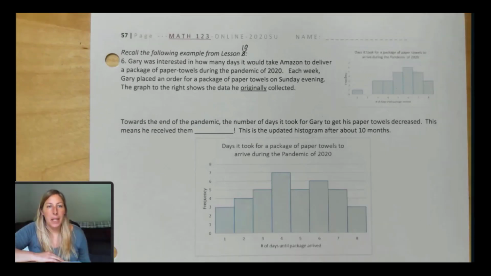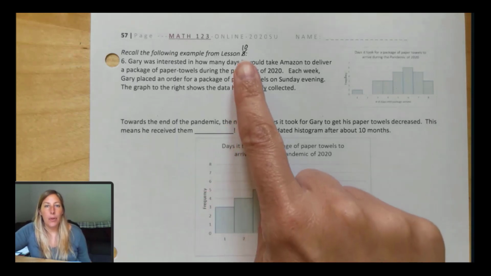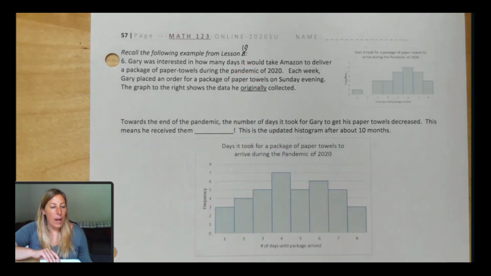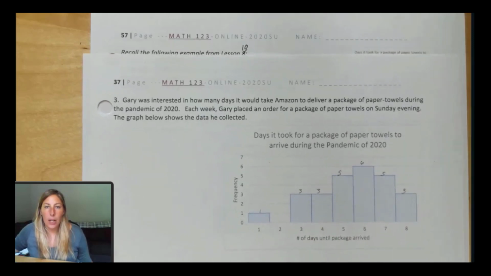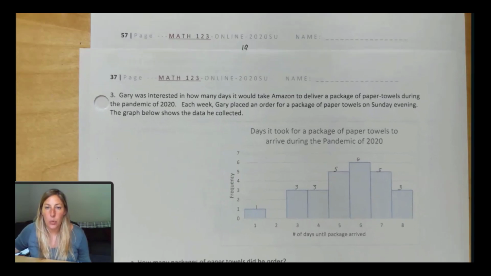Great job, Peter, explaining z-scores and normal distribution and the 68, 95, 99.7 rule. Thanks for letting me do question number 6. Recall the following example from lesson 10. So if we go back all the way to page 37 from lesson 10, we had Gary who was interested in buying paper towels and having them delivered through Amazon during the pandemic of 2020.